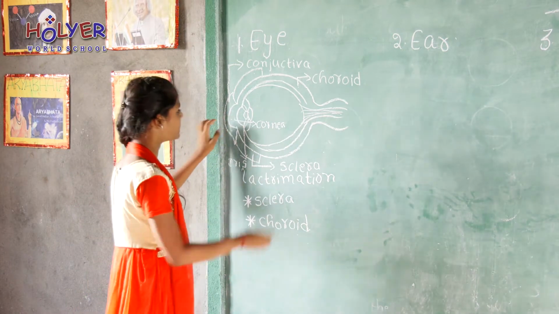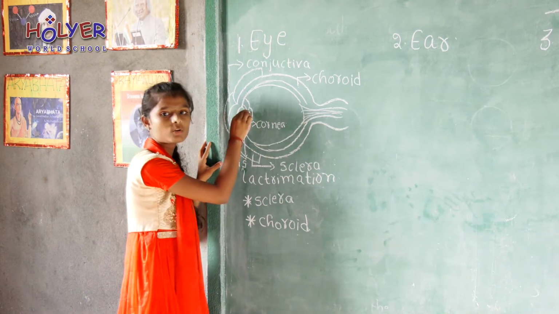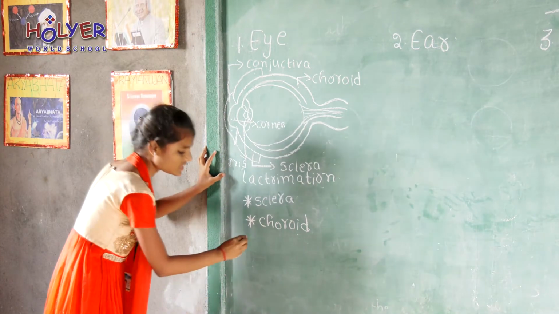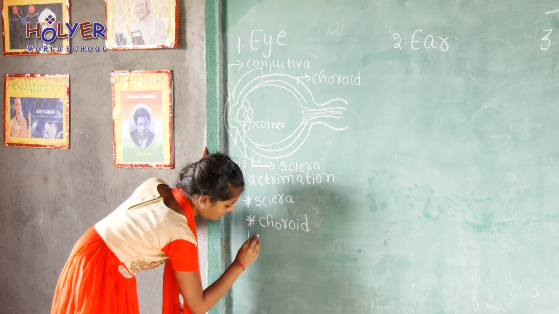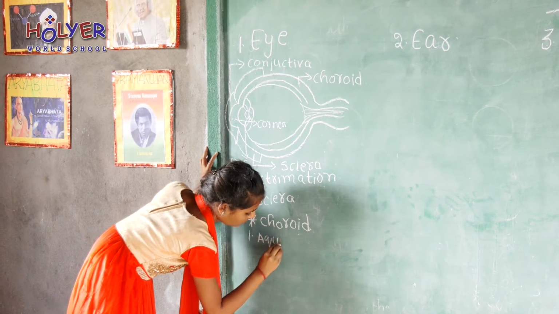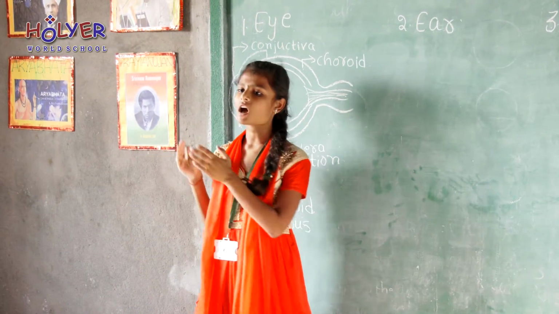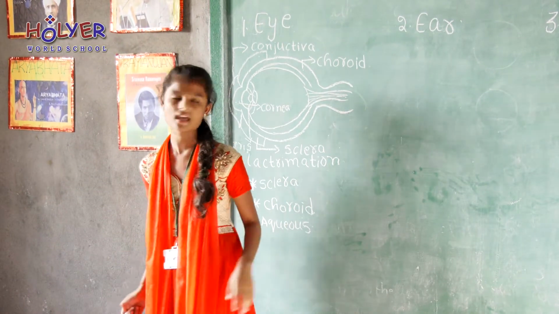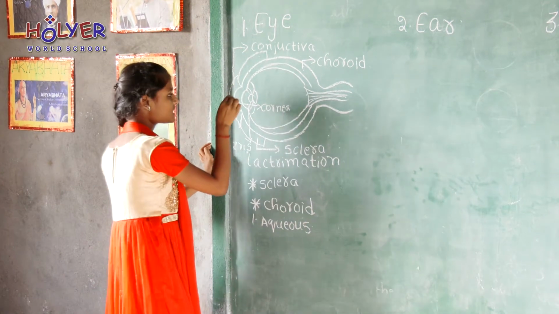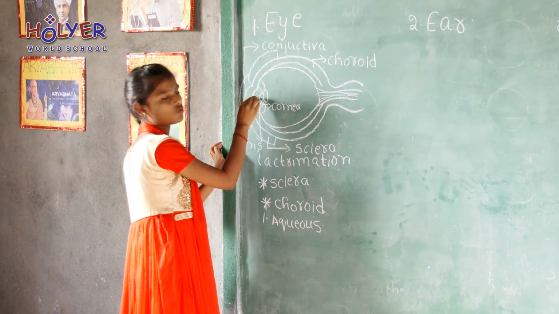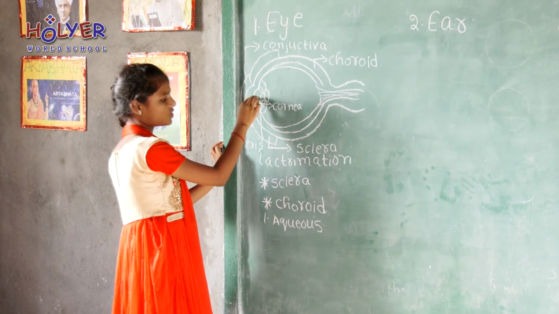And behind the pupil there is a biconvex lens. This is the biconvex lens. The eye interior is divided into 2 chambers. First one is the aqueous chamber. The space present between the cornea and the biconvex lens is known as the aqueous chamber. This is the cornea and this is the biconvex lens. The space between these two is known as the aqueous chamber.